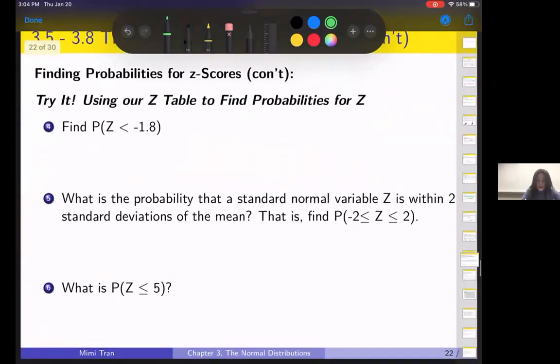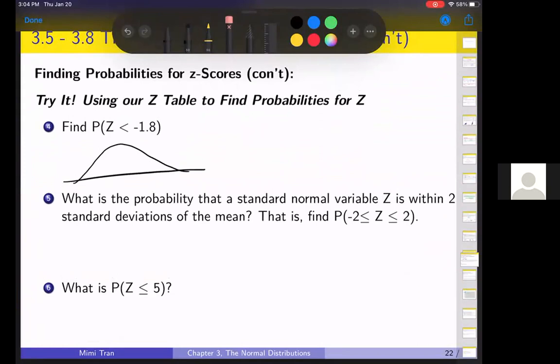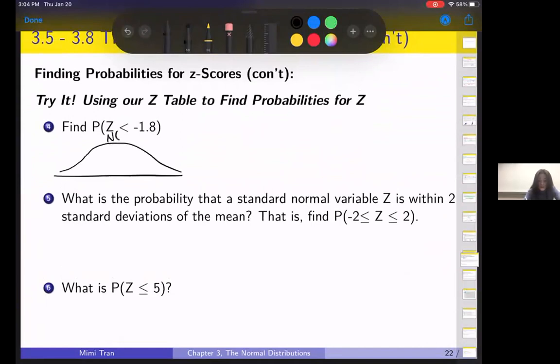For number 4, I want to find the probability of Z is less than negative 1.8. Before I do that, I'm going to draw this on a standardized curve. The distribution is the normal density, mean is 0 and standard deviation is 1. Negative 1.8 is on the left of 0, right here. I want the area less than negative 1.8, so that will be the left tail. Let me highlight that.